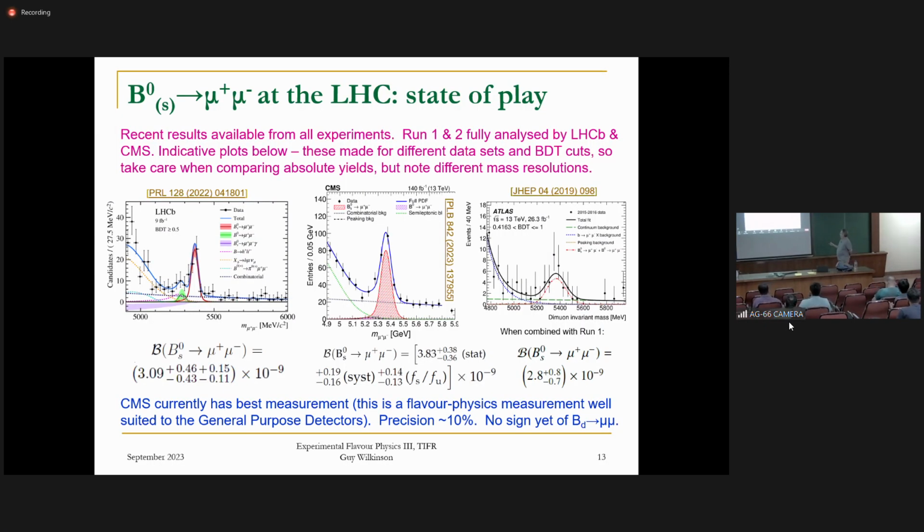So the first thing you say, these results are really rather similar. But yes, there's a peaking background. You can have decays such as B to K pi, where both of the kaons and the pions are misidentified as muons. So this is a peaking background. This would come right underneath the signal.